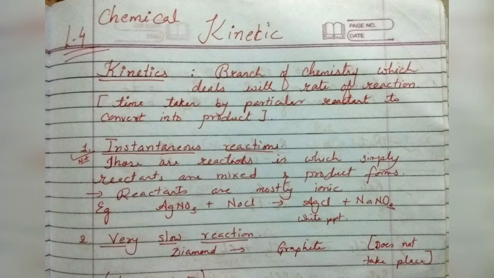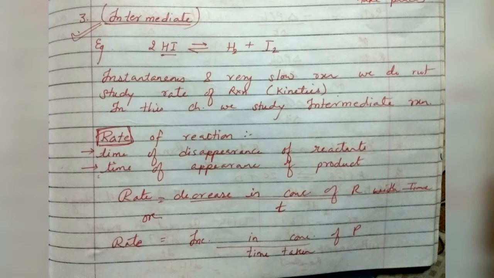Second, very slow reaction. For example, we say that diamond can be converted into graphite, but dear students, it does not take place in that sense. It takes place over many, many years. And last, we have the intermediate reactions, which are the ones that take place in particular steps. So instantaneous and very slow reactions are not what we study in the rate of reaction, meaning chemical kinetics, but we are going to deal with the intermediate reactions.